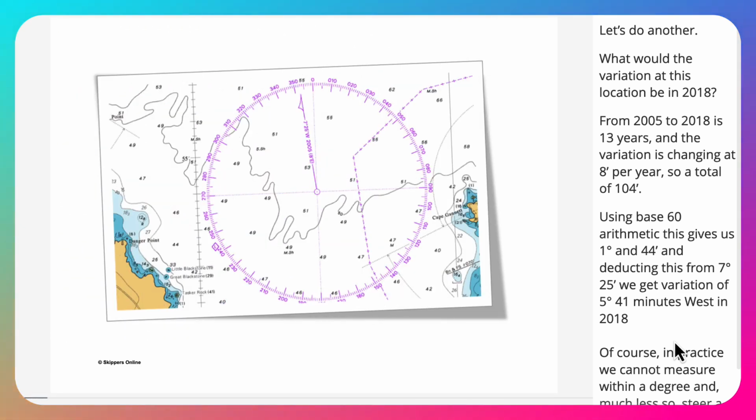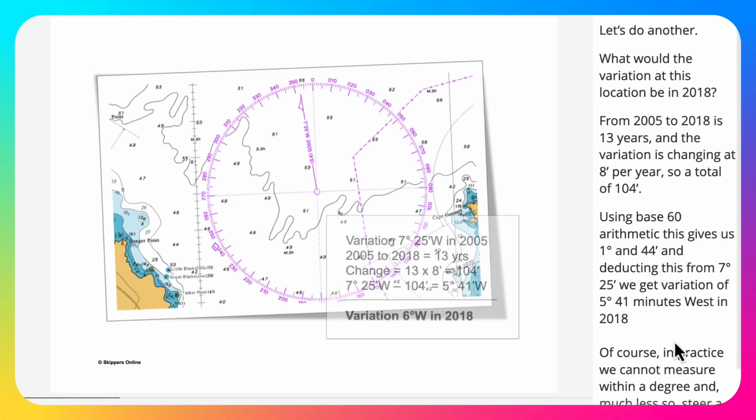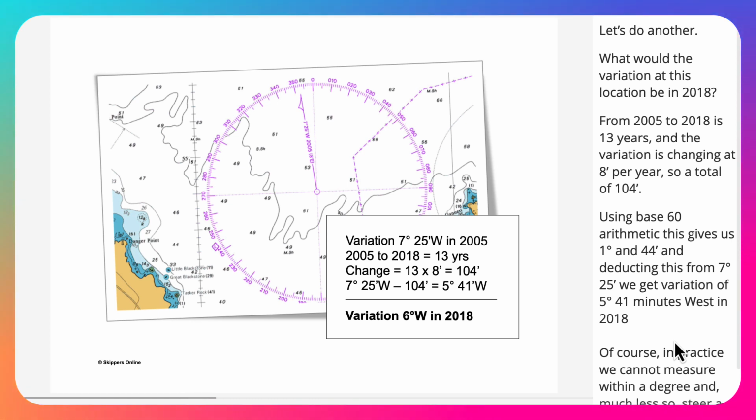Let's do another. What would the variation at this location be in 2018? From 2005 to 2018 is 13 years, and the variation is changing at 8 minutes per year, so a total of 104 minutes. Using base 60 arithmetic, this gives us 1 degree and 44 minutes, and deducting this from 7 degrees 25 minutes, we get a variation of 5 degrees 41 minutes west in 2018.